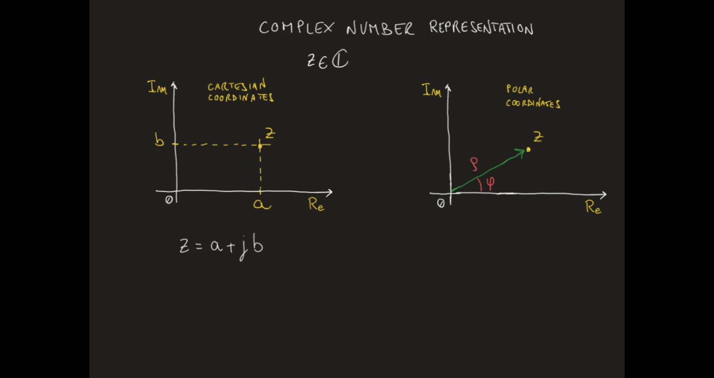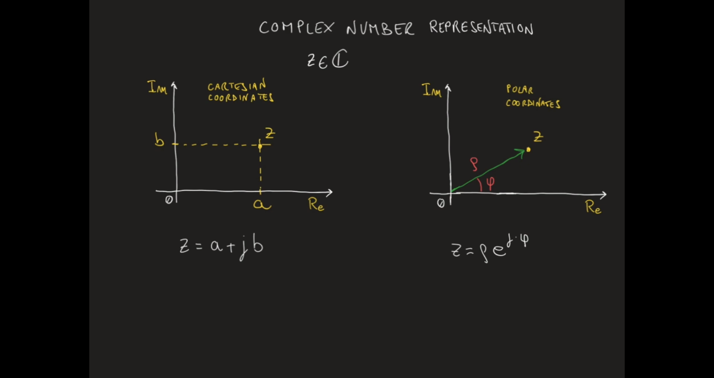In the case of the representation in polar coordinates, the complex number can be written as rho, the distance of the point representing the complex number from the axis origin, times the exponential of the imaginary unit times the phase phi, which is the angle between the vector representing the complex number and the real axis.